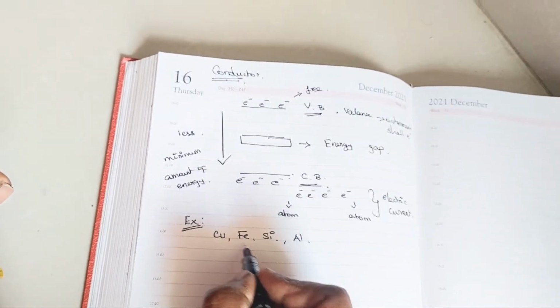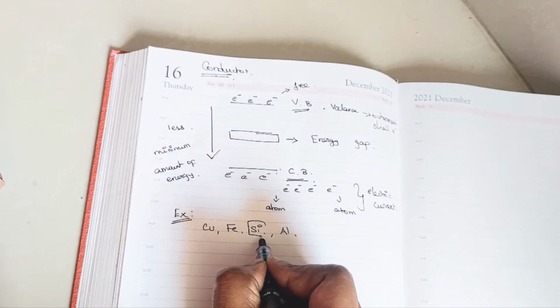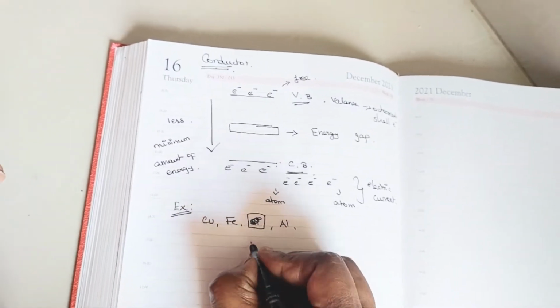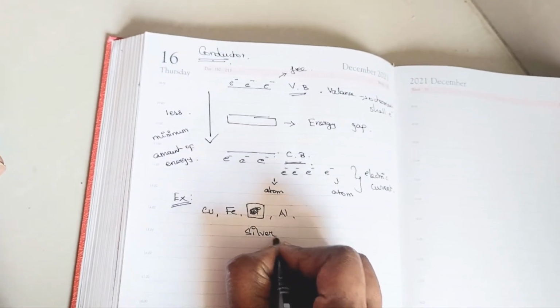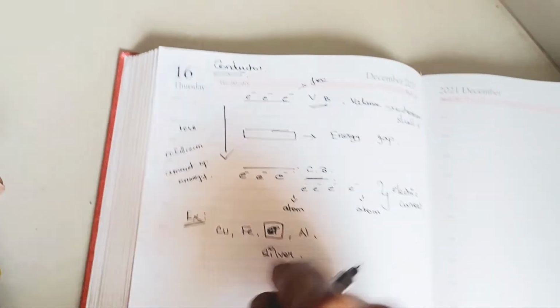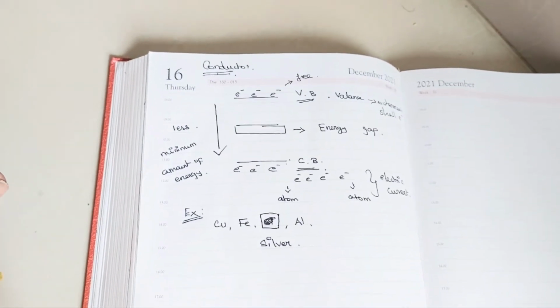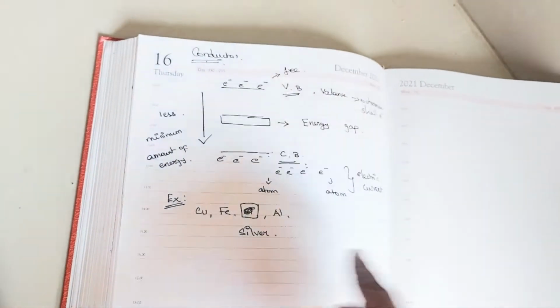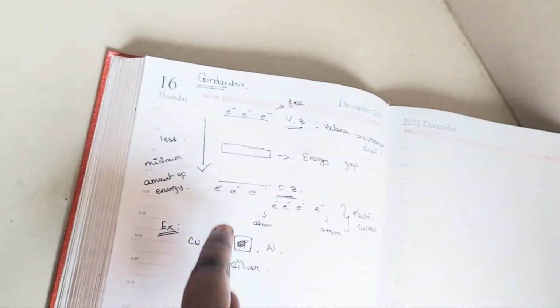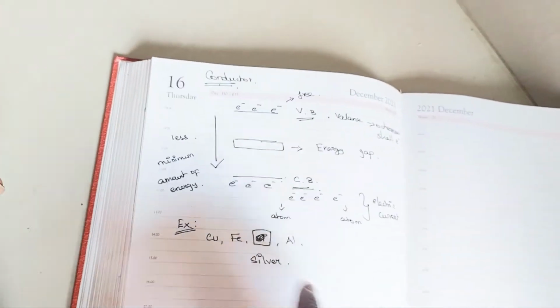Similarly for iron also. But silicon is not, sorry, silver. Silver is not a conductor. It is an insulator. The reason, I'll tell you later, because before telling what an insulator is, you can't understand why silver is an insulator. So we can now easily understand what a conductor is.